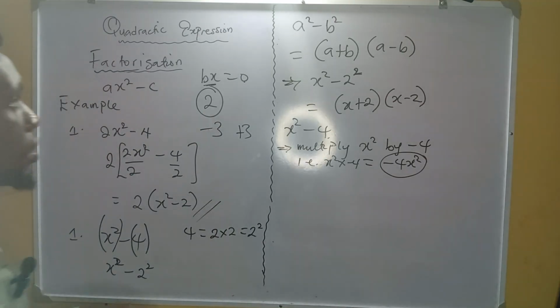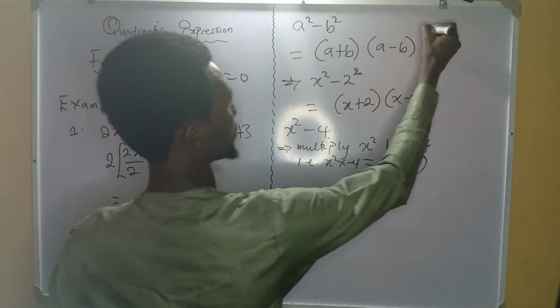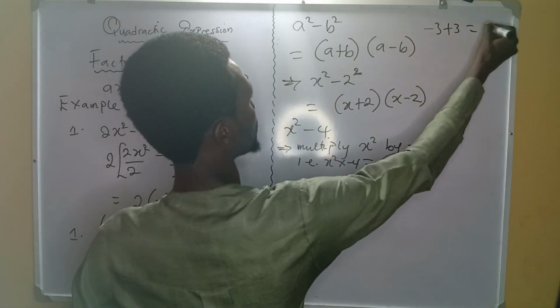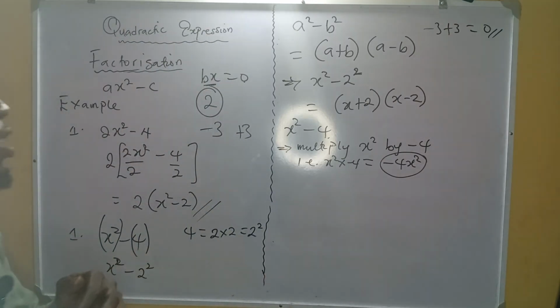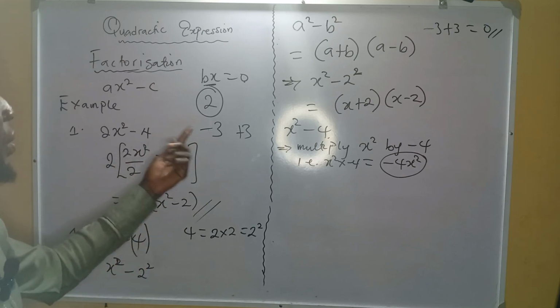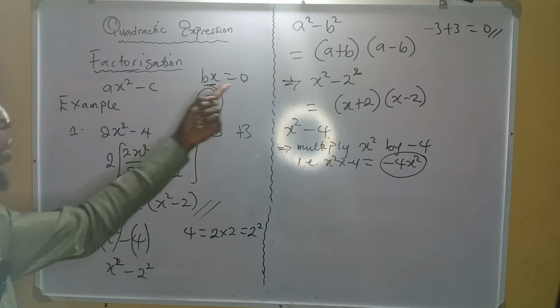What we mean by additive inverse is two numbers that add up to 0. So each time you add up the two factors, it will always give you 0.